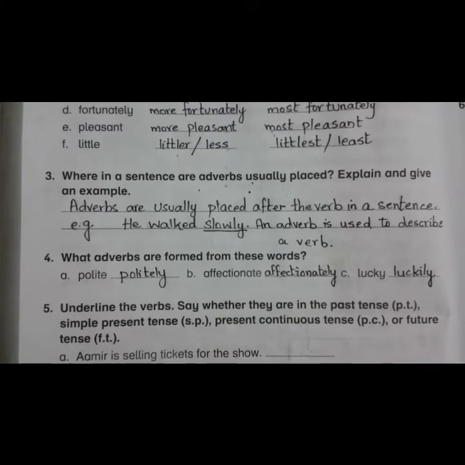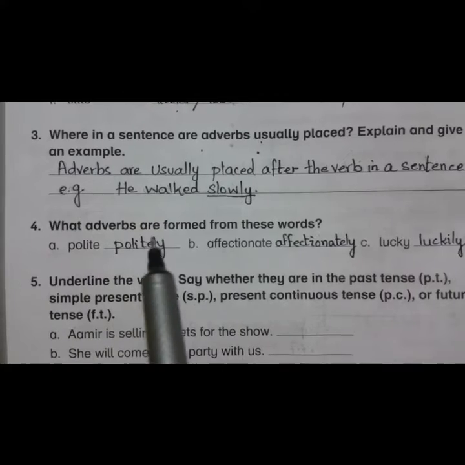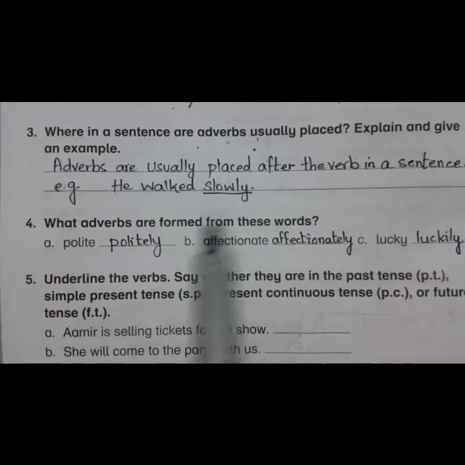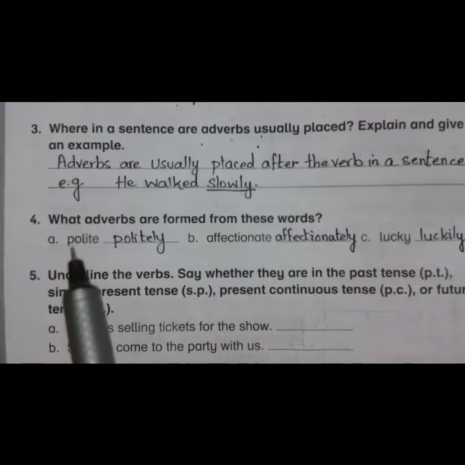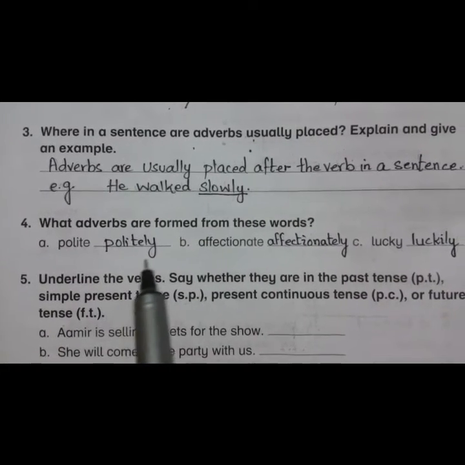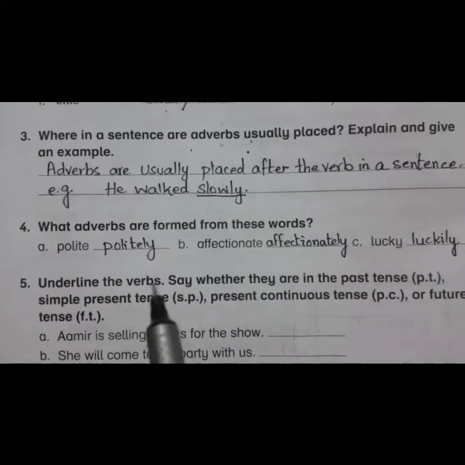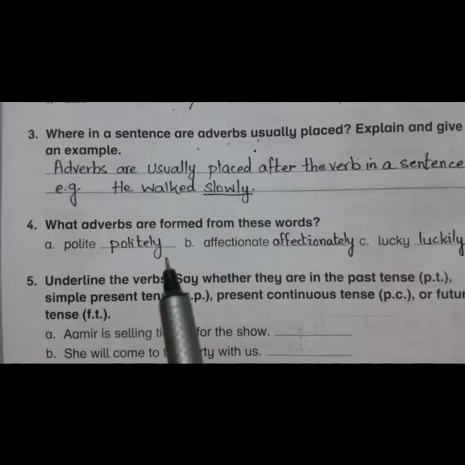All right. So moving towards our last part, which is what adverbs are formed from these words. Some of the adjectives are given over here. We will simply change these adjectives into adverbs. We know what adjectives are, a quality of something. We will change them into adverbs, and we know what adverbs are. Adverbs are those words that tell us when, how, or where something has been done.